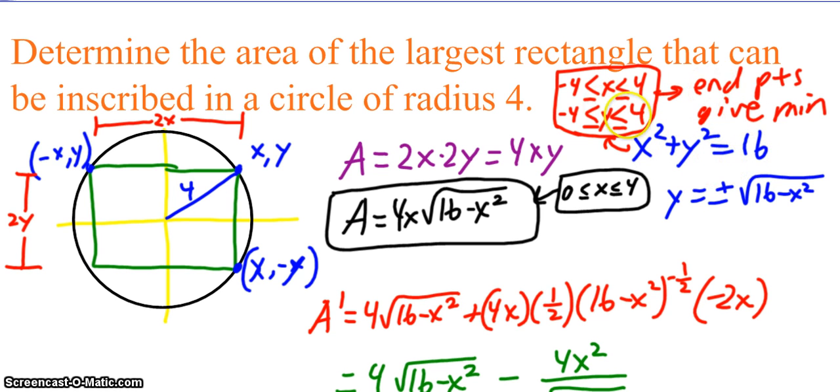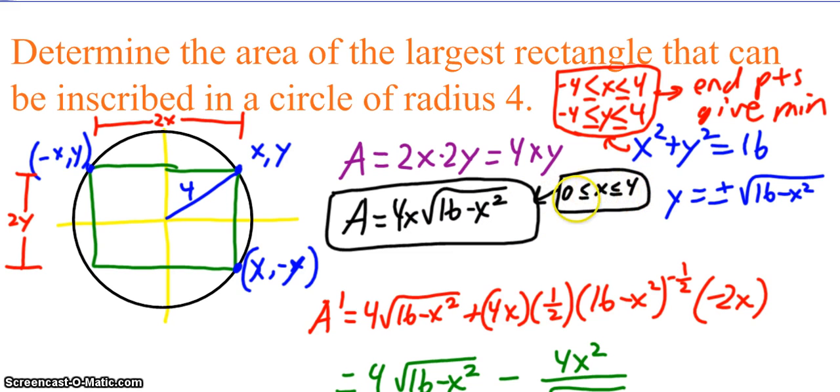Now notice that the restrictions on this circle are x is between negative 4 and 4, and y is between negative 4 and 4, including those points. But now when I do a substitution, so I solve this equation for y, I get y is plus or minus the square root of 16 minus x squared. I can ignore the minus because when I substitute in here I don't want a negative area. And so now my restriction on x has become 0 to 4.